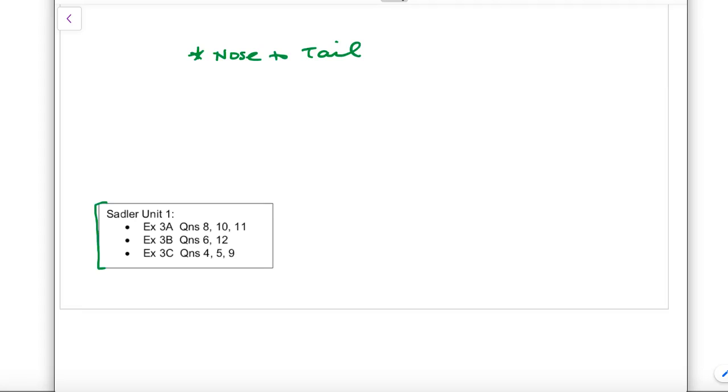Now I'd like you to have a go at the following set of questions from Sadler Unit 1. Make sure you can recall and confidently use all your trig rules, and ensure that you draw your diagrams nice and clearly so you can see the resultant vectors.